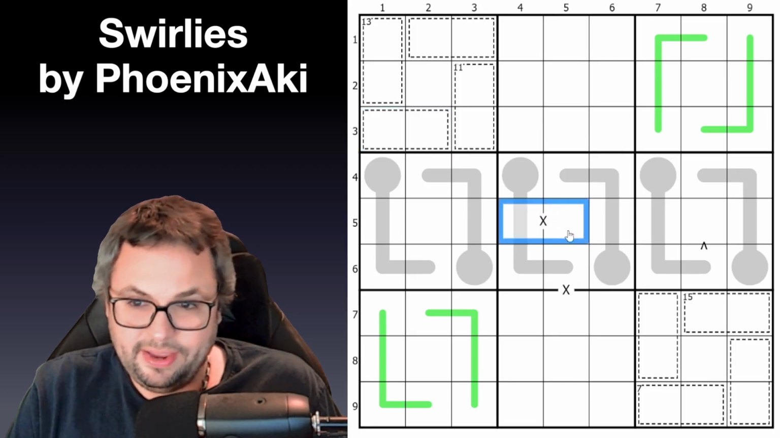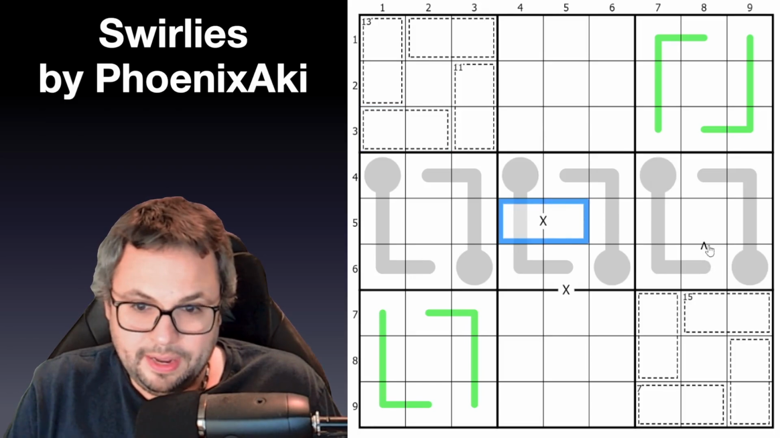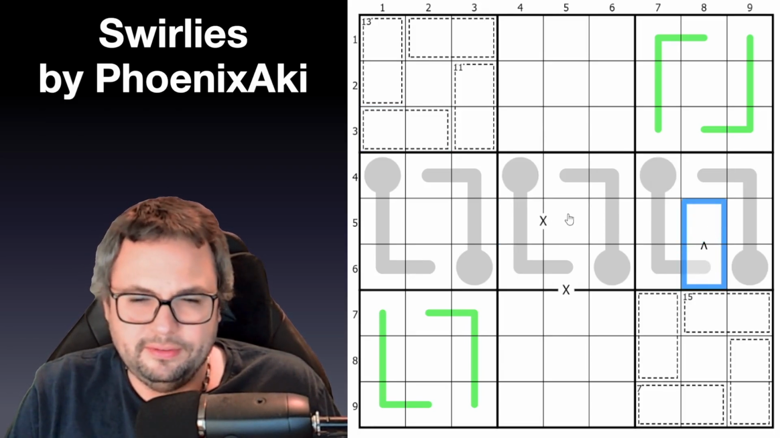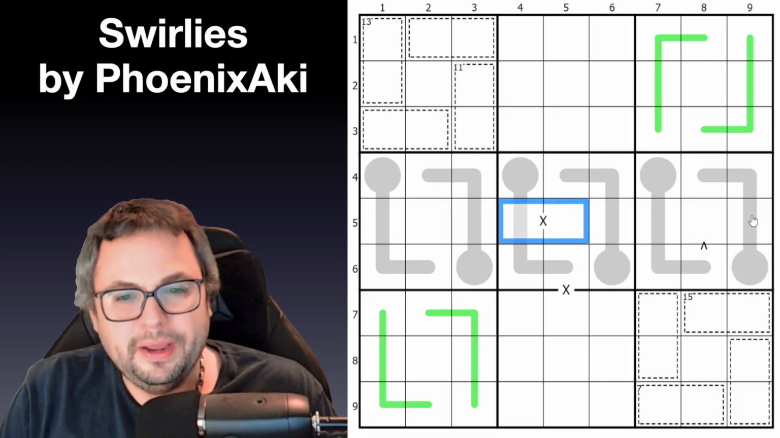Cells connected by an X have to sum to 10. No negative constraint this time. And this is unfortunately a less than sign. I would never combine a less than sign with X's, but what can you do?